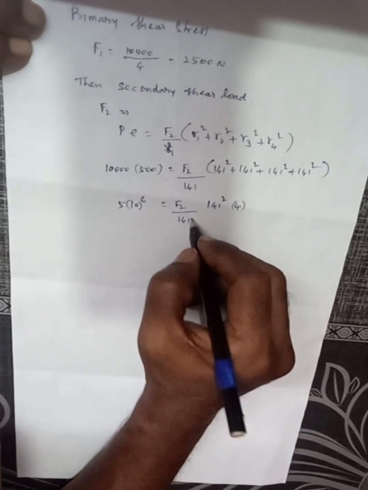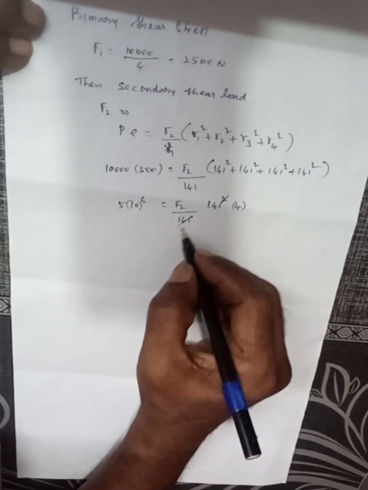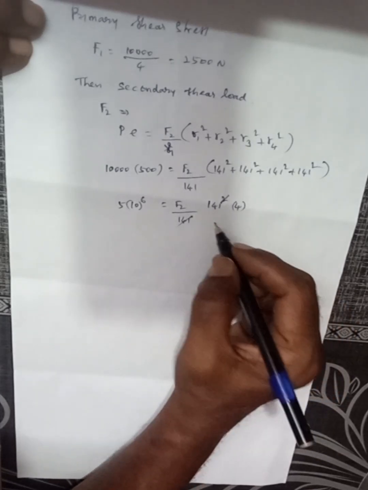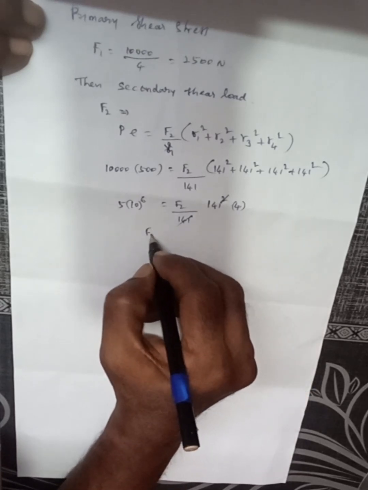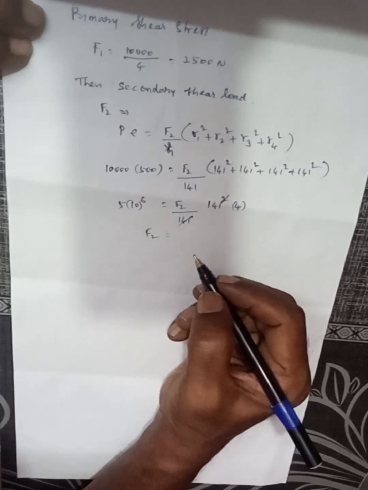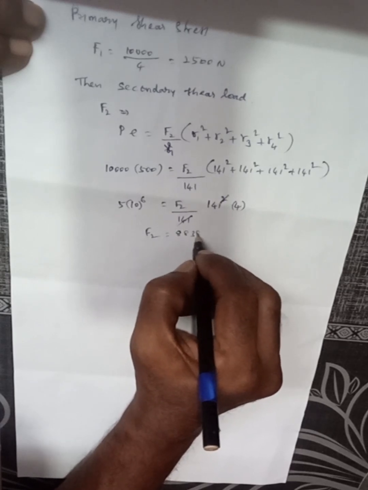So you can solve this way. You can strike out the square. So what is F2? F2 will be 8839 Newton.